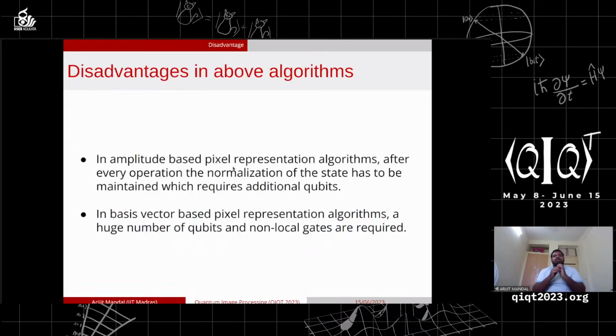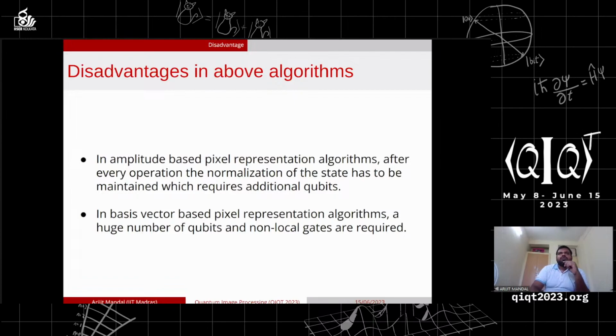Now, what are the disadvantages of this algorithm? In the amplitude based pixel representation algorithms, the main problem is that after every quantum operation you have to maintain the normalization of the state, which is a crucial property of a quantum state. To maintain the normalization, you have to unnecessarily use some additional qubits. On the other hand, for basis vector based representations, a huge number of qubits and a huge number of non-local gates are required to represent the image, which is prone to error.